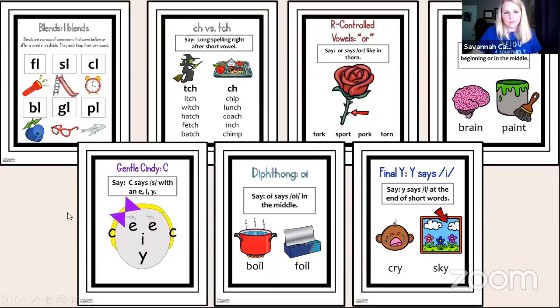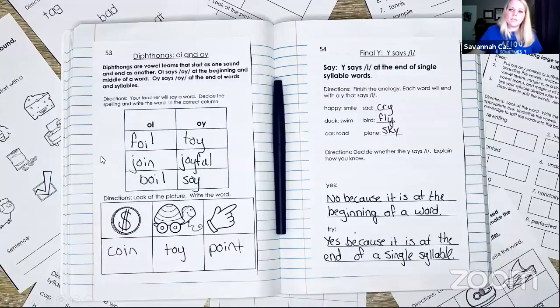Also, when I'm introducing a new word or a new grapheme, I use a phonics notebook for my kiddos. So all of my kiddos have this phonics notebook where we introduce a word and then where we do some practice with it. So those are two tools that I have.